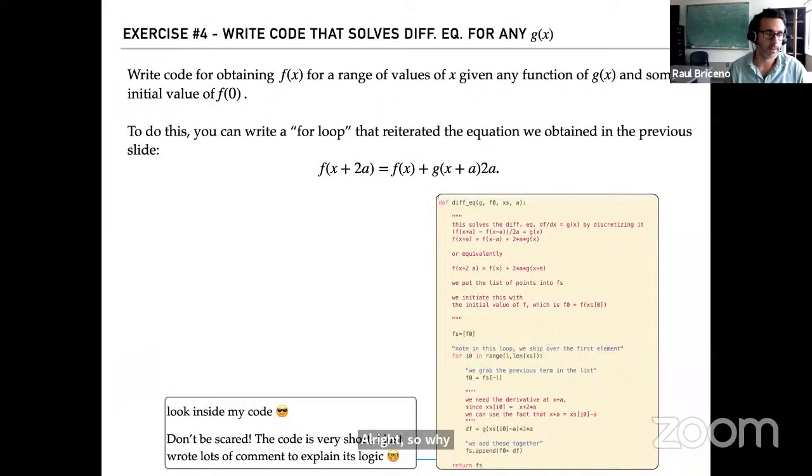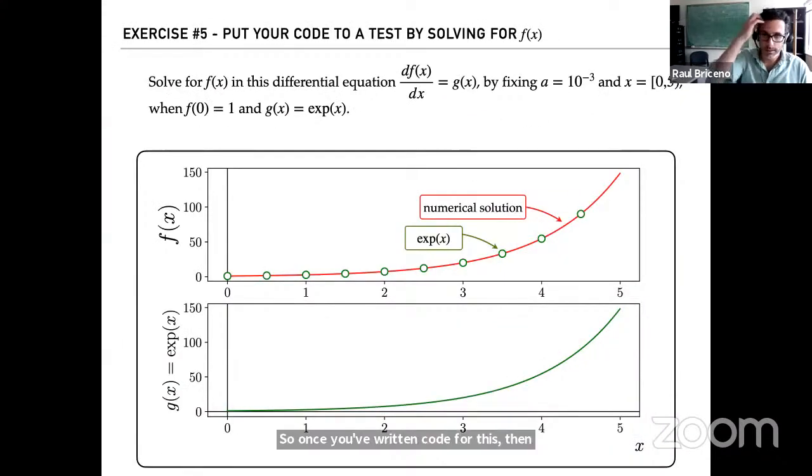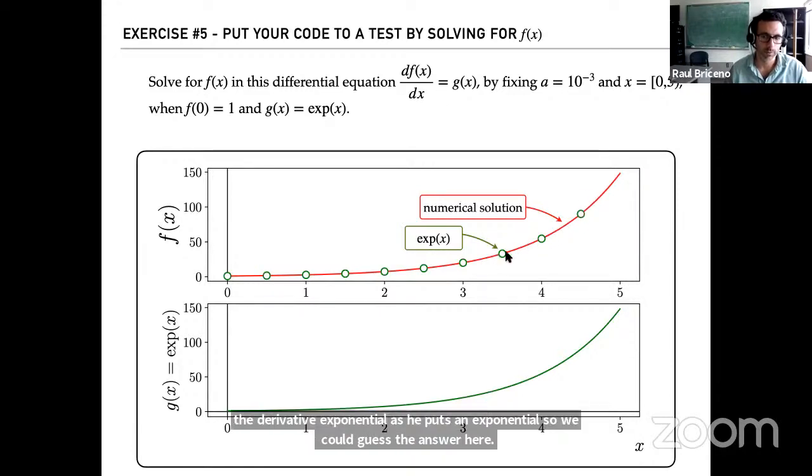All right. So once you've written code for this, the idea is to test this out, right? Let's test it out with some functions that we know how to solve. The derivative of f is going to be some function that we give you, g of x. The first one is an exponential. The derivative of an exponential is an exponential, so we could guess the answer here. And so here we know the solution of this differential equation is an exponential, and indeed this is what I'm getting.